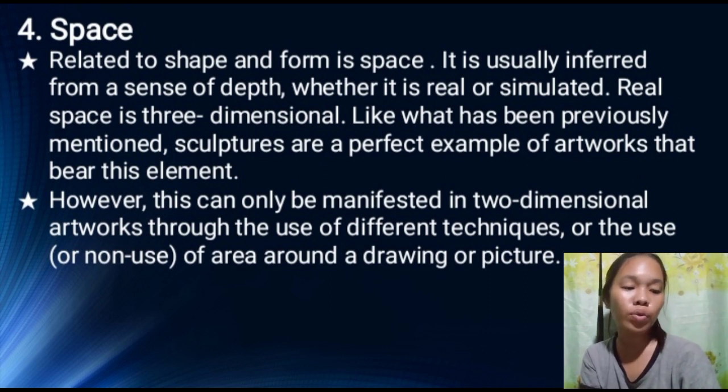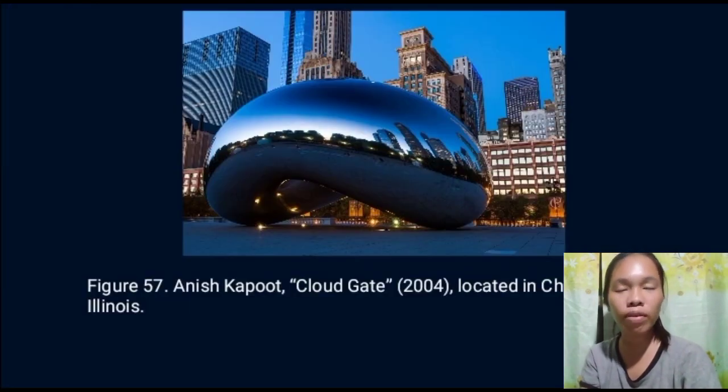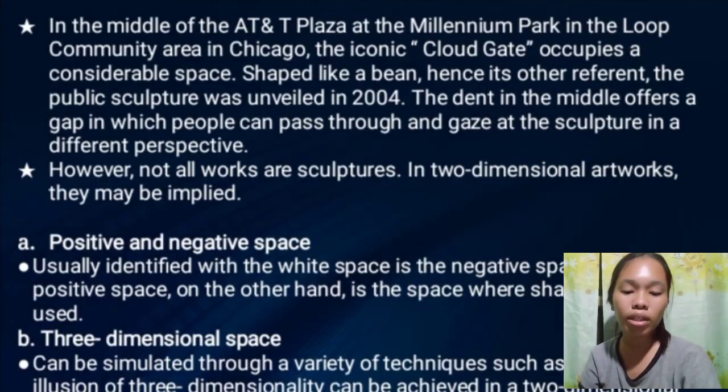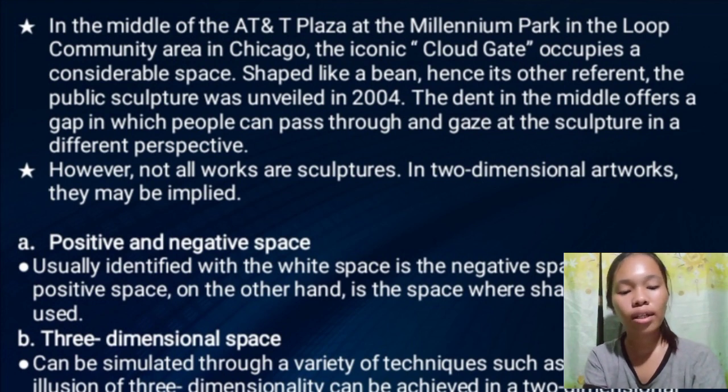While two-dimensional artwork inherently lacks the depth of a three-dimensional object, artists can employ techniques such as perspective, shading, and the use of space to create the illusion of depth and make the artwork more visually engaging. So, Anish Kapoor's Cloud Gate, 2004, located in Chicago. In the middle of the AT&T Plaza at Millennium Park in the Loop community area in Chicago, the iconic Cloud Gate occupies a considerable space.